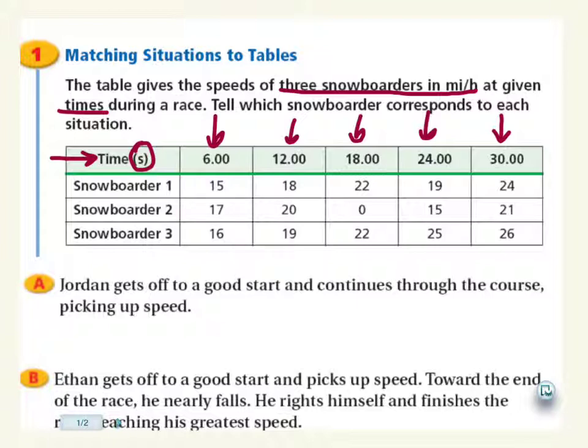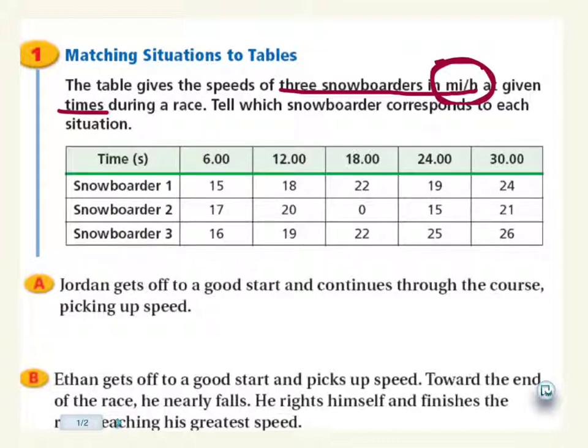The 15, 18, 22, 19, and all the other numbers, it says up in the first little paragraph that that's miles per hour. So what that would mean is, for that very first cell, it says 15. That means that at 6 seconds, snowboarder 1 was going 15 miles per hour. Then he's going 18 miles per hour, and so on. So hopefully you'll get yourself acquainted with the table, so once you start doing the rest of the question, you'll understand where to go from there. Okay, so let's look at A.